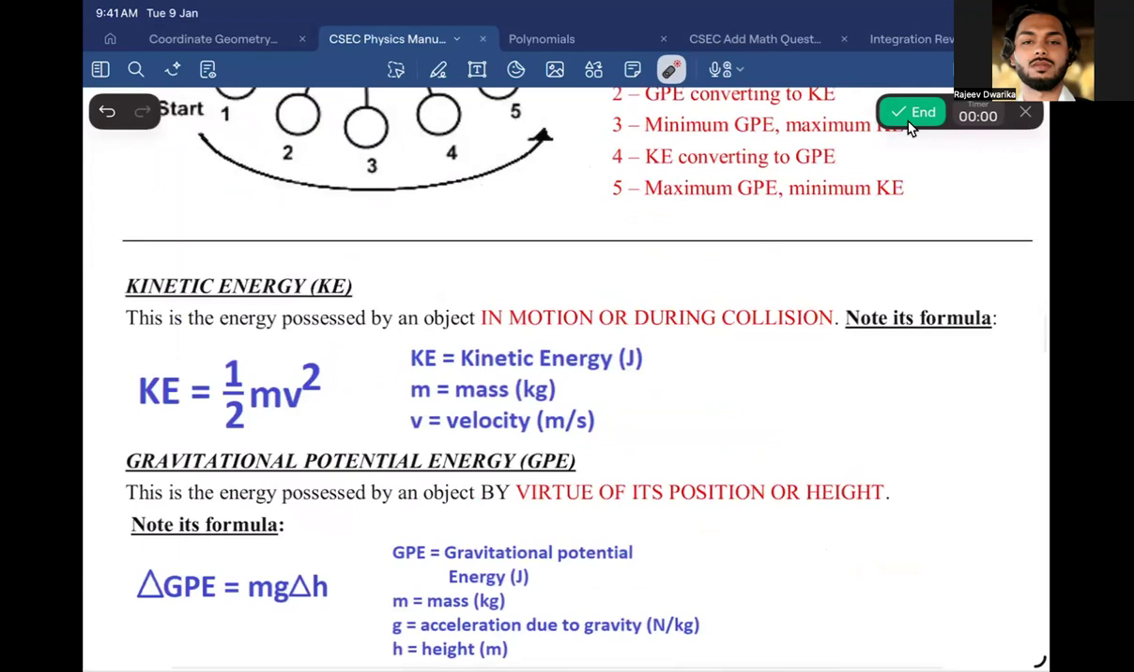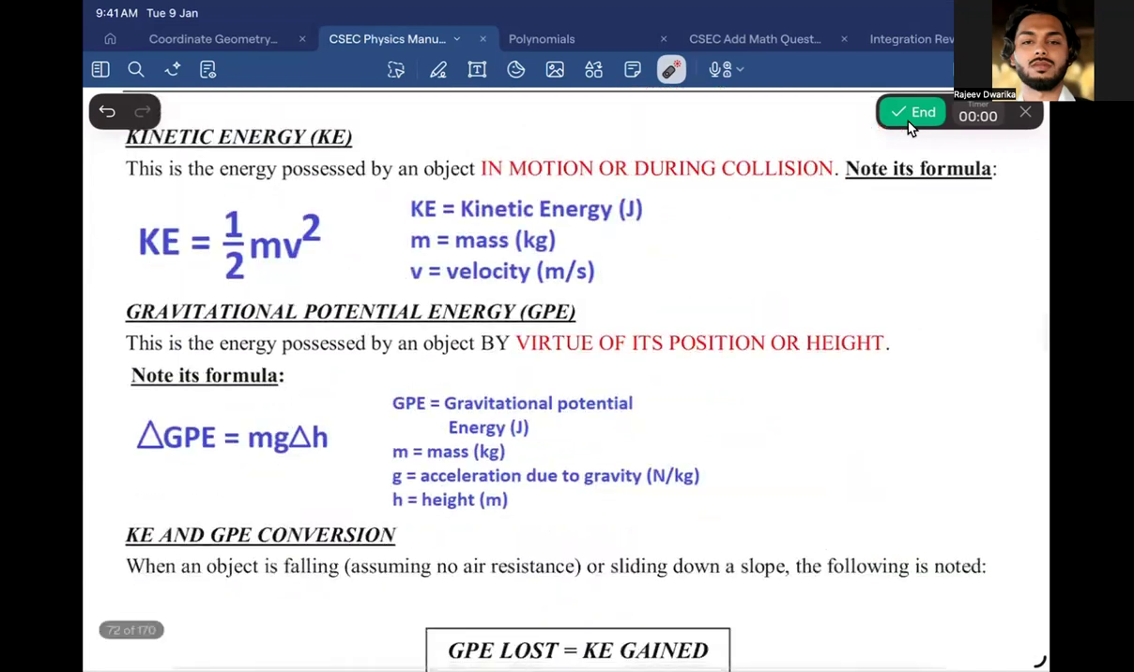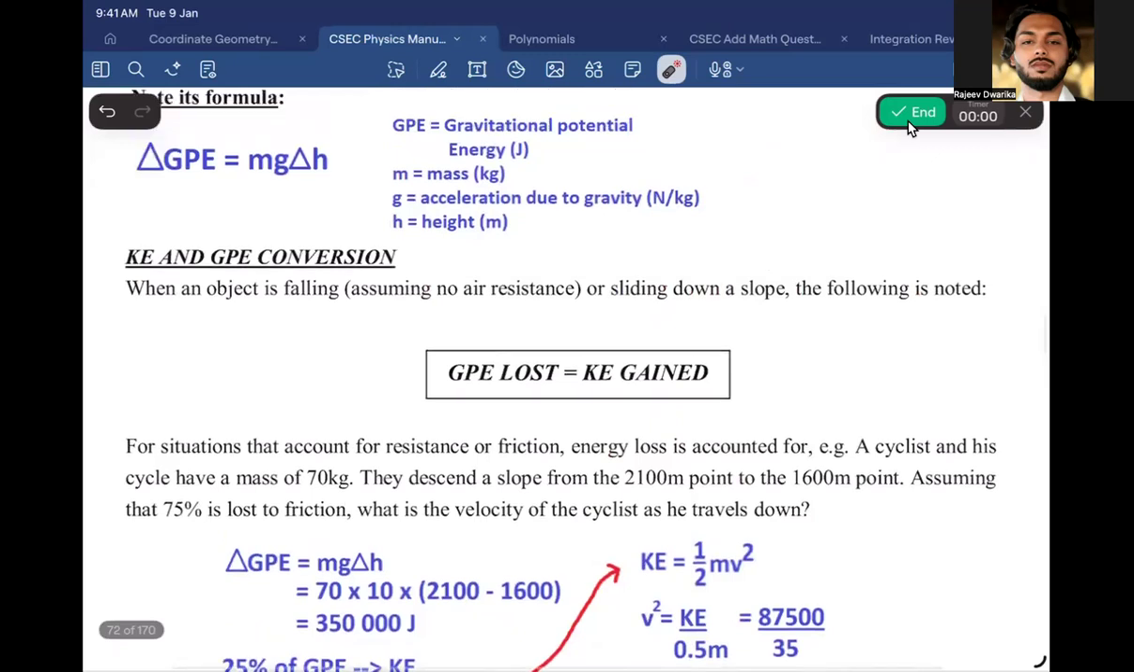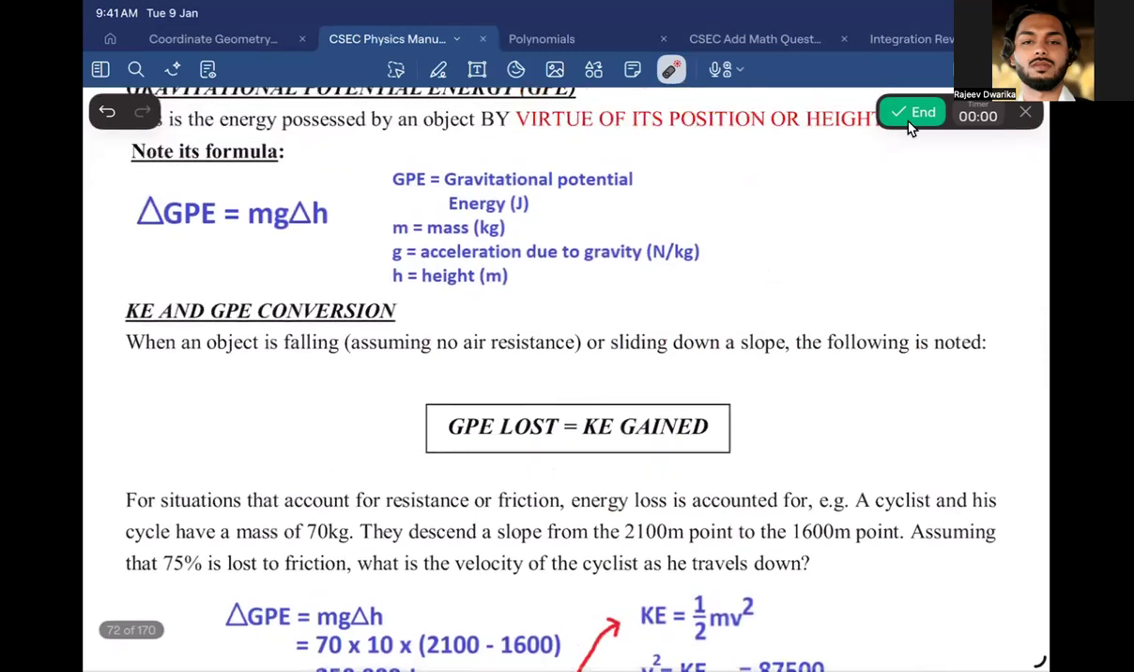Right. So I would have told you all what kinetic energy is. This is the energy possessed by an object in motion, right? KE is equal to half mv squared. Great, we know that. Potential energy is the energy possessed by an object by virtue of its position or height. We would have discussed that. And you need to know the kinetic and potential energy conversion. So when an object is falling, assuming no air resistance, the following is noted.